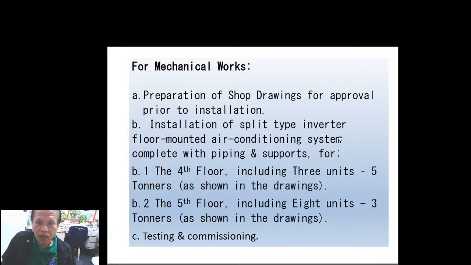Installation of split-type air conditioner, floor-mounted air conditioning system, complete with the piping and supports for letter B, B.1, the fourth floor, including 3 units, 5 tonners, as shown in the drawings. So, tinutugma niya sa drawings. No? B.2, the fifth floor, including 8 units of 3 tonners, as shown in the drawings. Then, letter C, testing and commissioning.